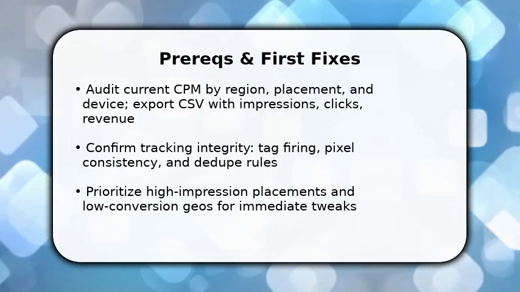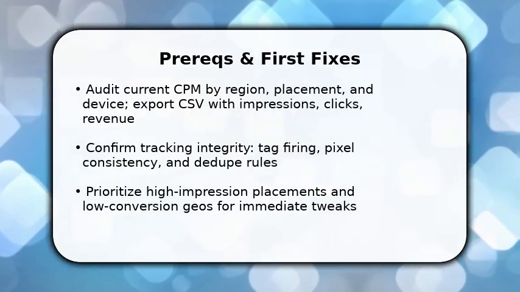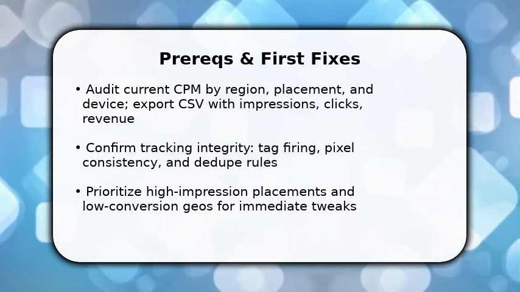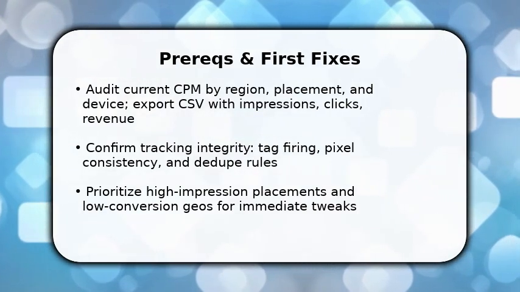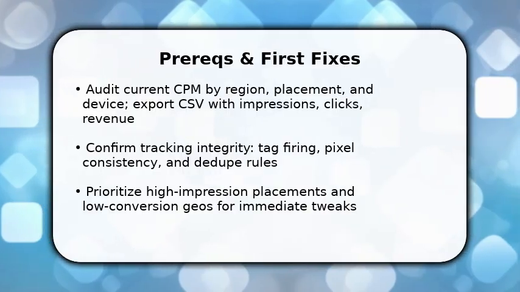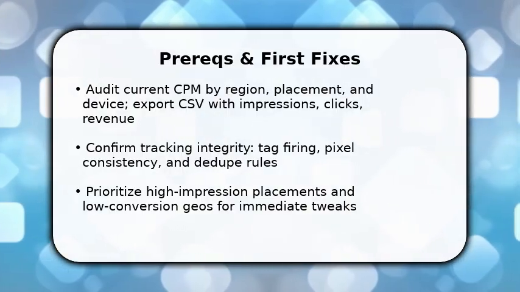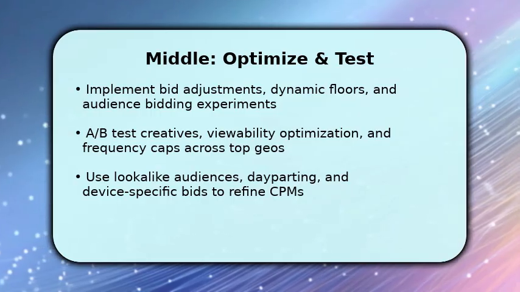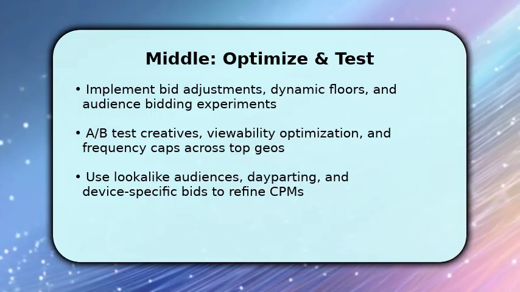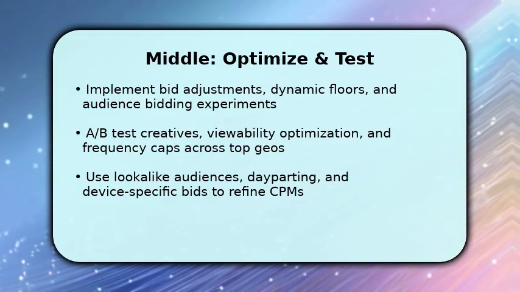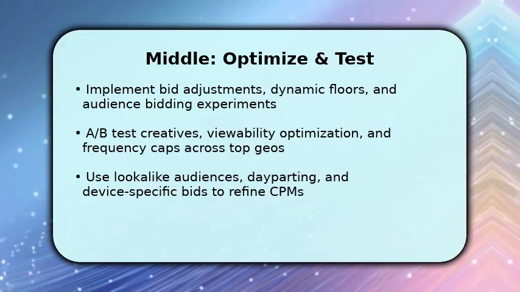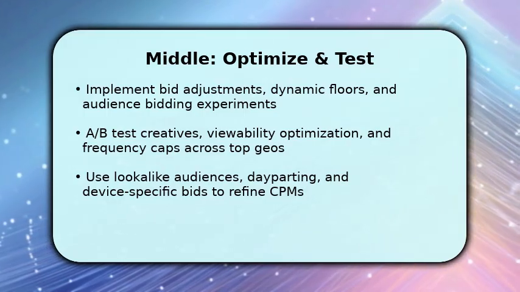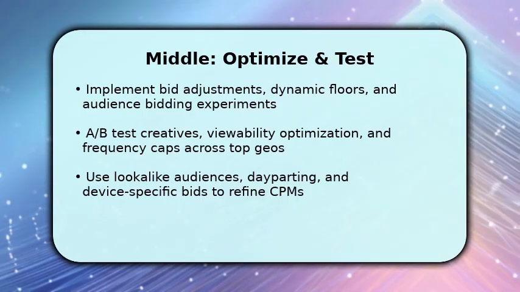Then prioritize high impression, low CPM placements for quick bid and floor adjustments, so changes show impact within 1 to 3 campaign cycles. You now execute the complex middle steps to reshape CPM sustainably. Start targeted bid adjustments, raise bids for high-value audiences, and lower dynamic floors in underperforming geos. Simultaneously run A/B tests on creatives and placements, and enable viewability targeting and frequency caps to improve quality.